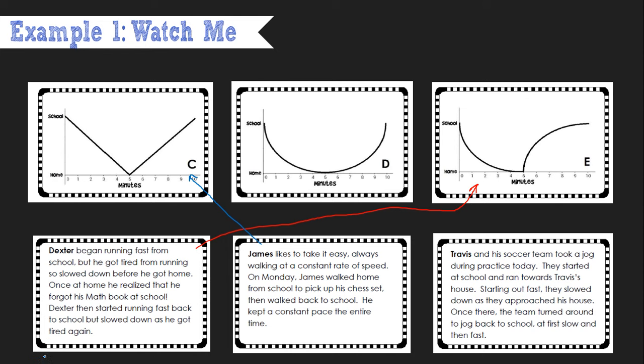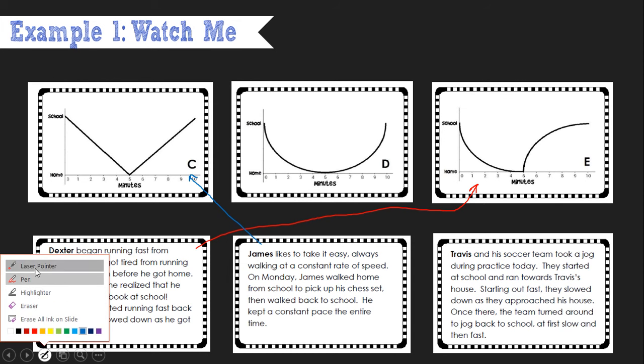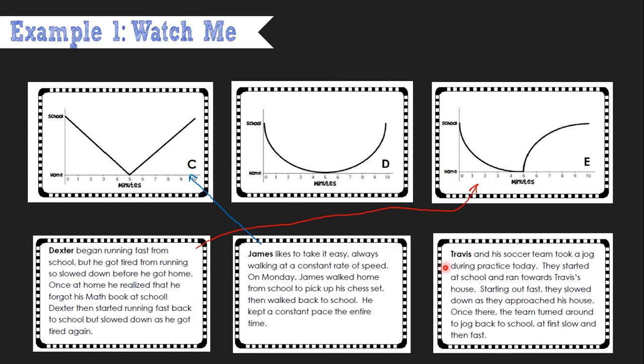It says Travis and his soccer team. Let me go grab my pointer here. Travis and his soccer team took a jog during practice today. They started at school and ran towards Travis's house, starting off fast. They slow down as they approach his house. Once there, the team turned around to jog back to school. So at first they start jogging pretty slow, and then they jog a lot faster.